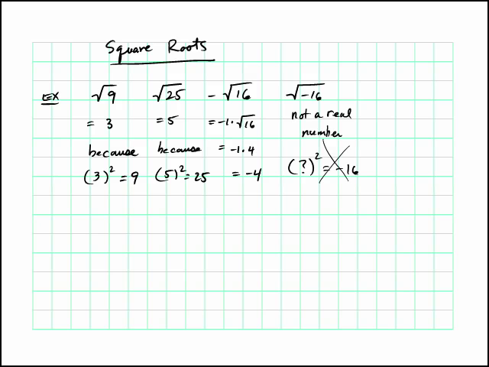Those of you that have seen imaginary numbers before know that you can actually answer this, but we're not even close to doing that yet. So you cannot, at this point, take the square root of a negative number. You want to write not a real number. Another example of that would be square root of -36. Since it's the square root of a negative number, can't do it, not a real number.